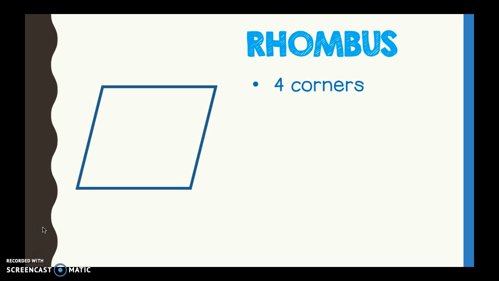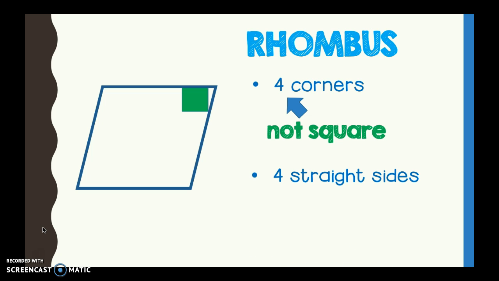All right, now let's talk about the attributes of a rhombus. A rhombus has 4 corners, but let's look at those corners. Oh yeah, they're not square. Look at me try to slide my little square in there. Nope, too big or too small. So a rhombus is similar to a square in that it has 4 corners, but it's different because they're not square corners.